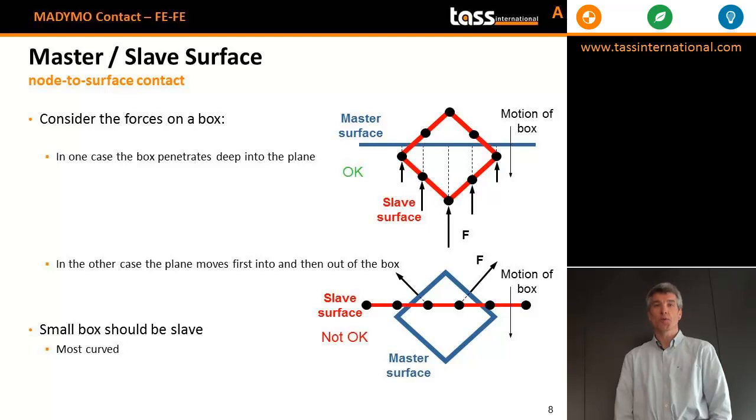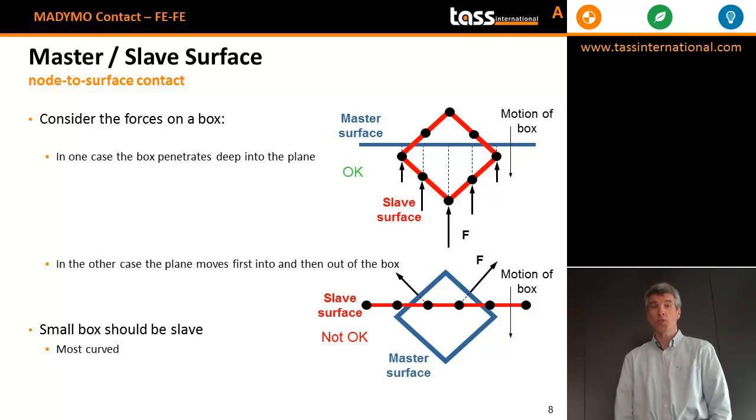Here you see an example of a small box which is penetrating the master surface. In the top picture, the forces are applied in the right direction. In the lower picture, you see the situation where the small box is penetrating a lot. As you can imagine, because it is penetrating that much, the blue box is basically pushing out the slave surface in a direction you would not expect, because the motion of the box is downwards.